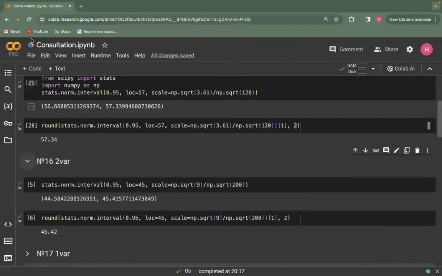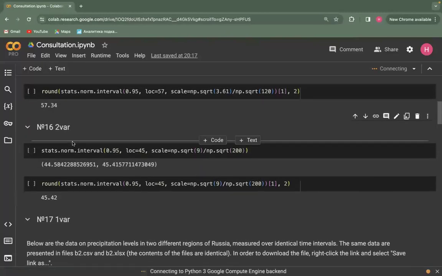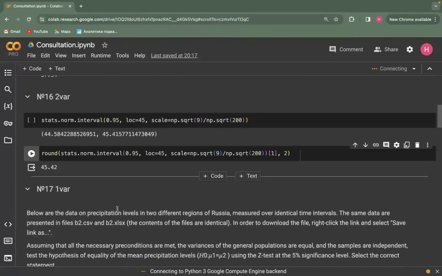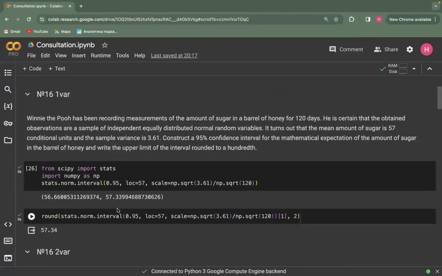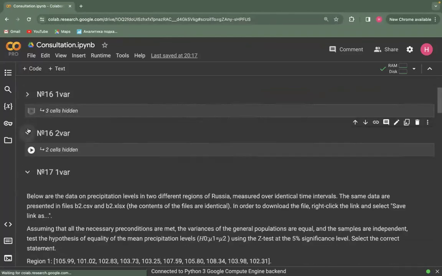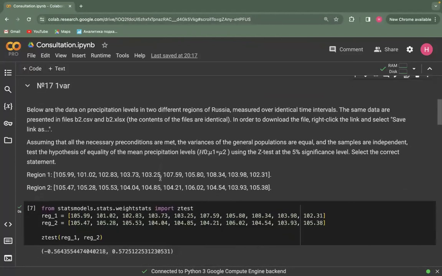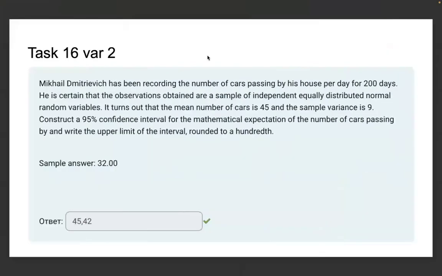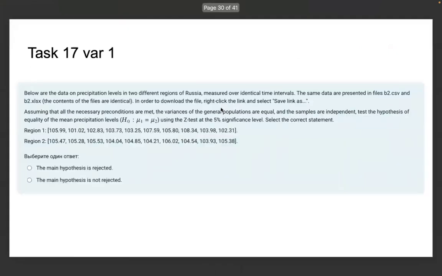Okay, let's do something like this. It's okay. Any questions about the 16th exercise? There are no questions. Let's move to the 17th.